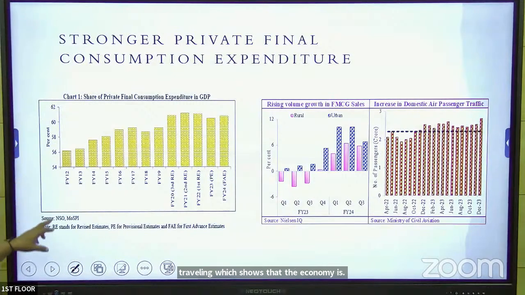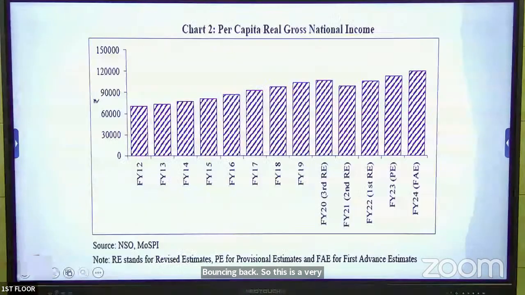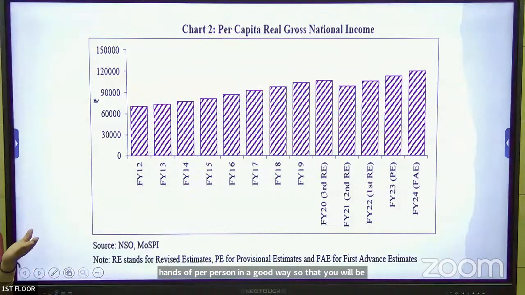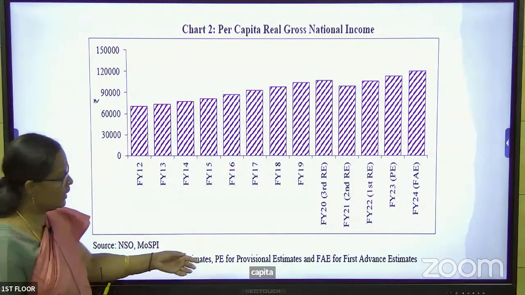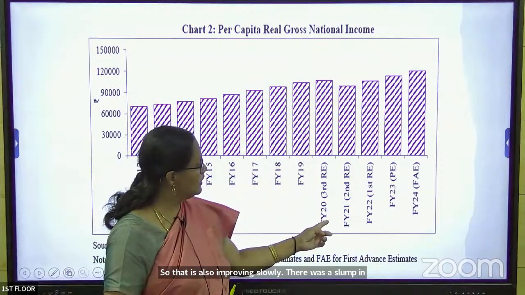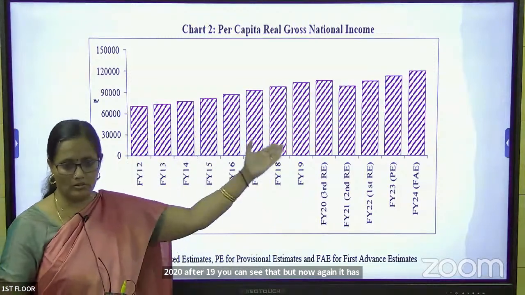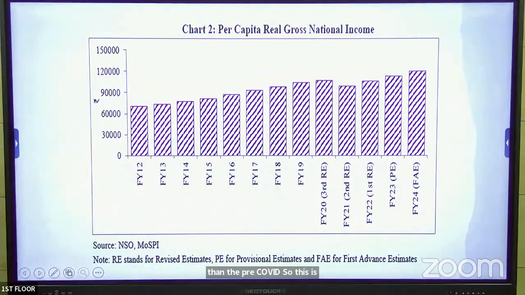So this is a very strong estimate for the economy's resilience. And again, our per capita national income is also improving, which also leaves money in the hands of each person in a good way, so that you will be able to consume more. Basically, our standard of living and the poverty estimates, everything is based on this per capita income. So that is also improving slowly. There was a slump in 2020 after 19. You can see that, but now again it has started increasing, and the latest bar is even higher than the pre-COVID situation. So this is also taken as a good sign for the improvement of the Indian economy.